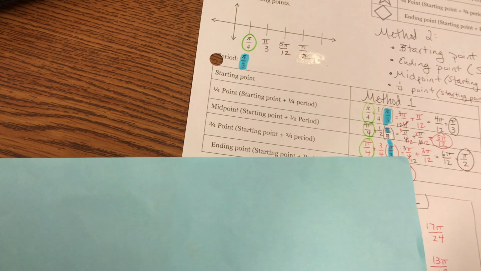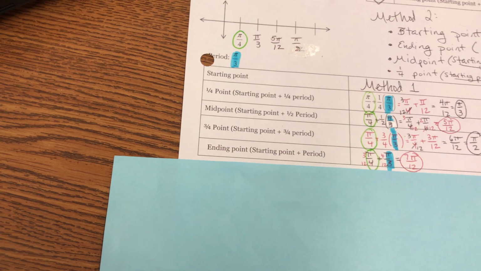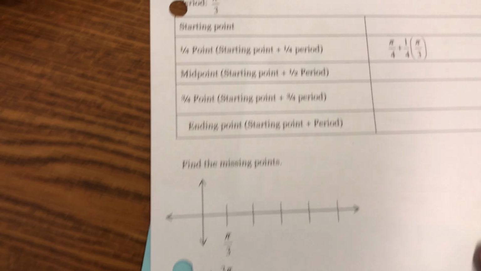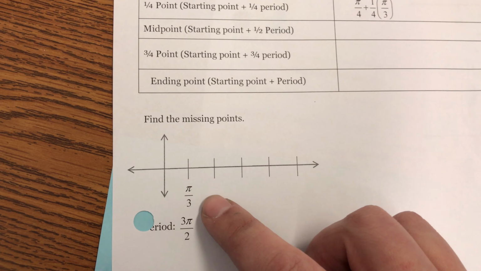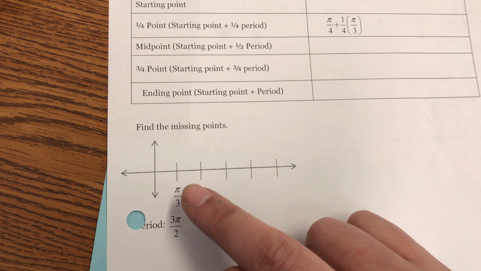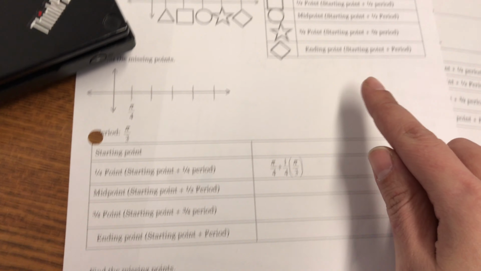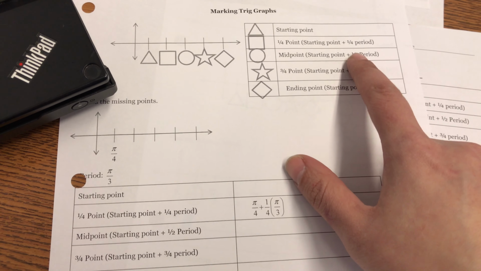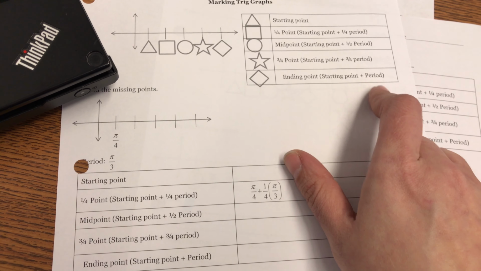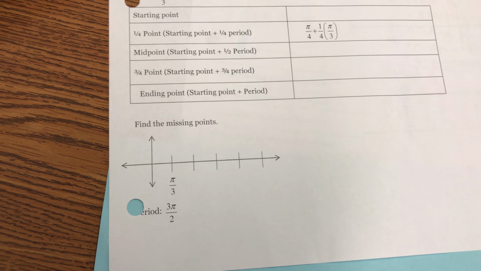So look at your worksheet and try the next one. So if you look at your worksheet, you have a starting point and you have a period. Pick which way you want to do, so either add them together and keep taking averages, or do 1/4 times the period, 1/2 times the period, 3/4 times the period, and the whole period, and get all 5 points. So pause the video now and see what you can do.